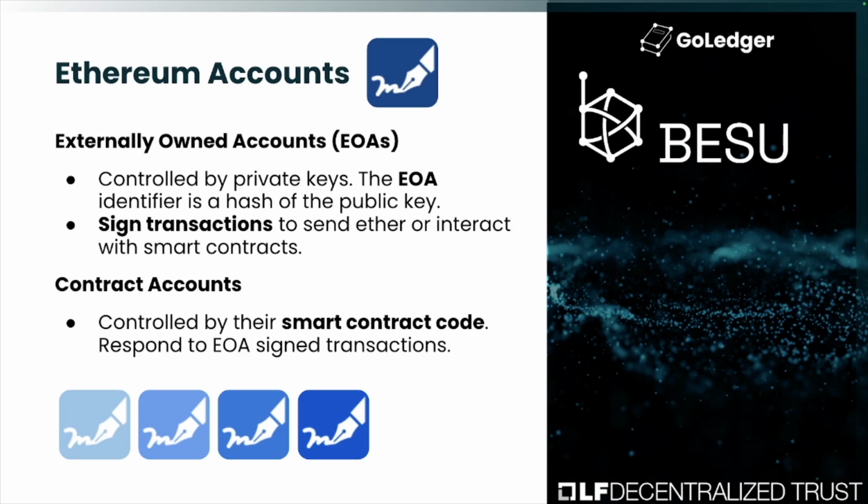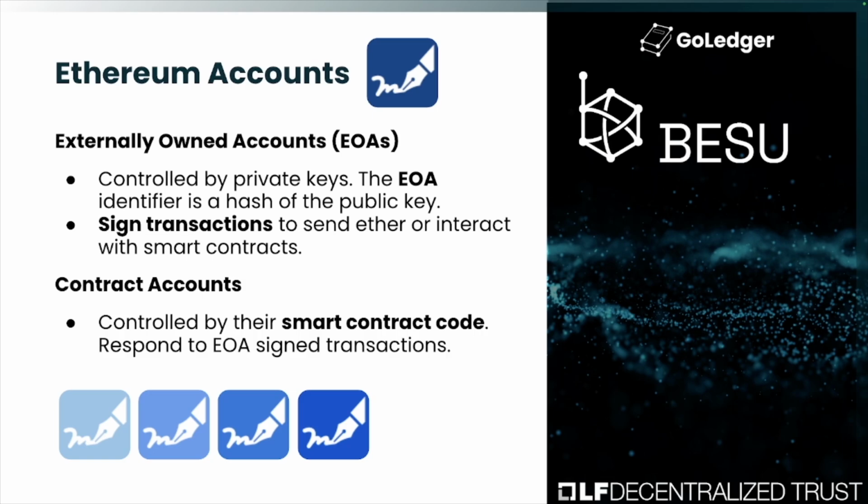Ethereum accounts are a fundamental part of the network, and they come in two types: externally owned accounts, or EOAs, and contract accounts. EOAs are identified by a unique number generated as a hash of the public key, and they are controlled by private keys. They are primarily used to sign transactions, whether for transferring Ether or interacting with smart contracts on the blockchain. Contract accounts, on the other hand, are controlled by the code written within their smart contracts.